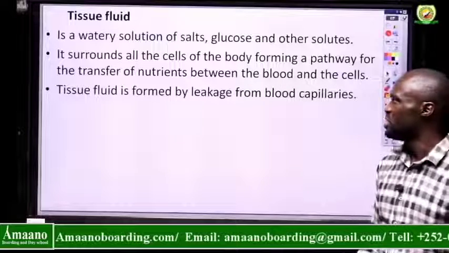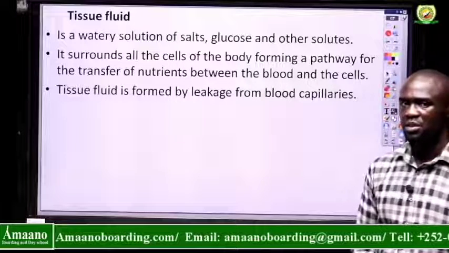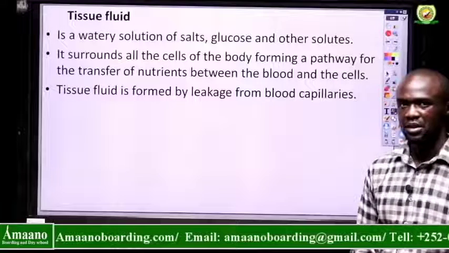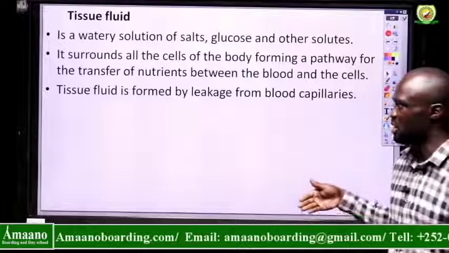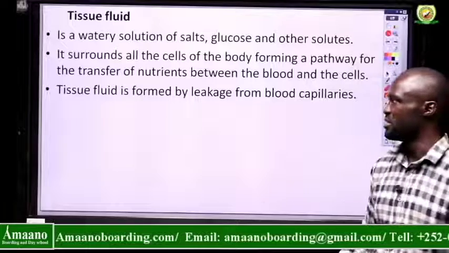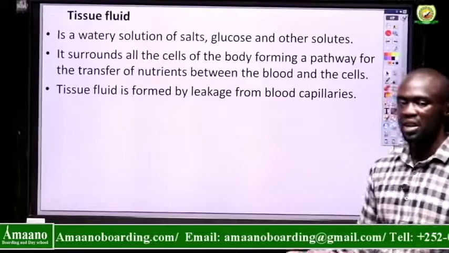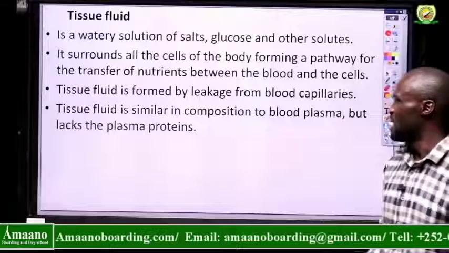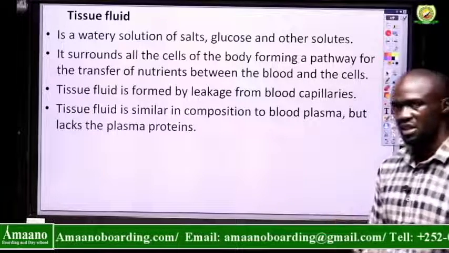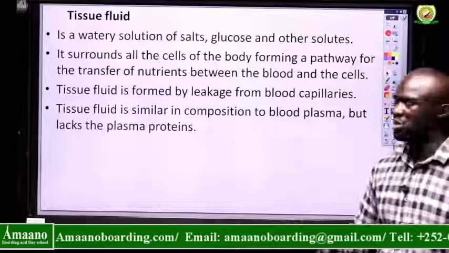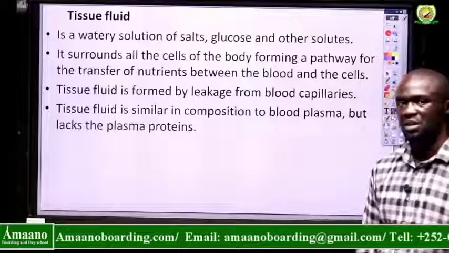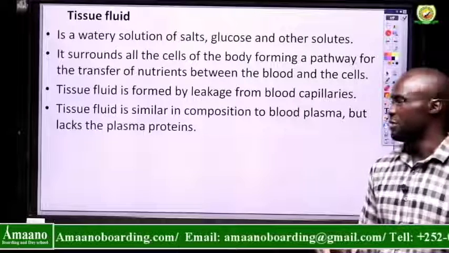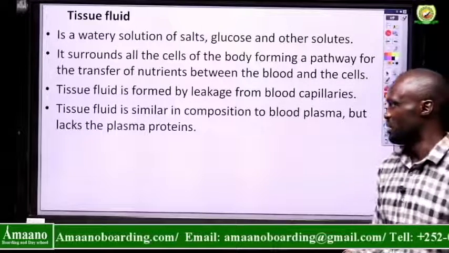So this tissue fluid is always formed by leakage of materials from blood capillaries. When materials leak out of the capillaries, they form tissue fluid. And this tissue fluid has the same composition as blood plasma. The only difference is that the tissue fluid does not contain blood proteins, because these blood proteins are large, they cannot pass through the capillaries, they cannot leak out of the capillaries.